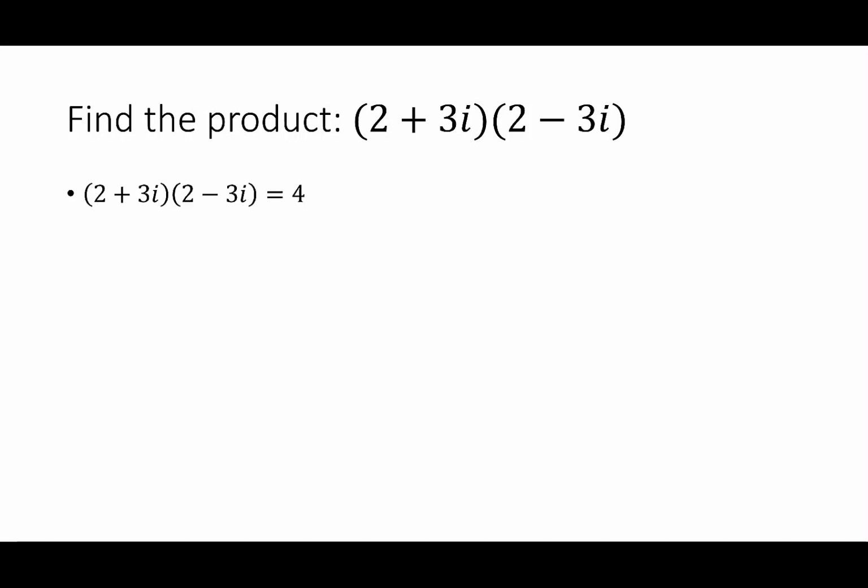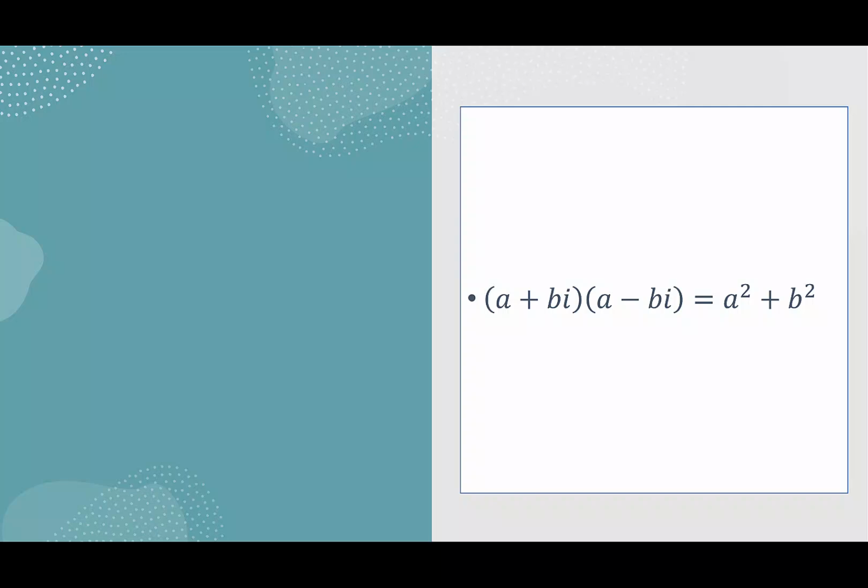To start, I'll multiply 2 times 2, which gives me 4. Then 2 times -3i will give me a -6i. 3i times 2 gives me a positive 6i. And then 3i times -3i is -9i squared. Notice the -6i and positive 6i cancel each other out. I can also change the i squared to a -1. So now I have 4 minus 9 times -1. This becomes 4 plus 9, which is 13. This leads us to a very helpful equation. a plus bi times a minus bi equals a squared plus b squared.